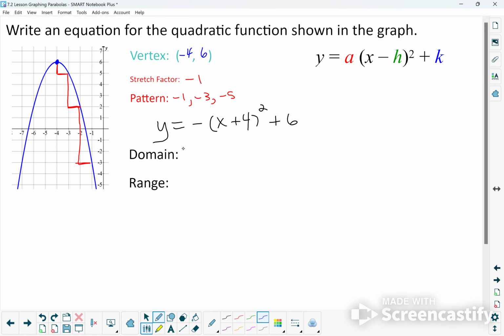The domain of this parabola and the domain of all parabolas, negative infinity to infinity, or you can use the symbol for all real numbers. Our range, remember that we need to write our range from lowest to the highest value. So our range is from negative infinity. This is the negative side of the y-axis. So from negative infinity up to 6 with the bracket on the 6.